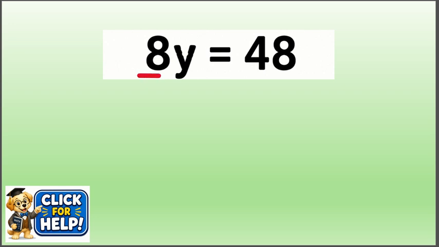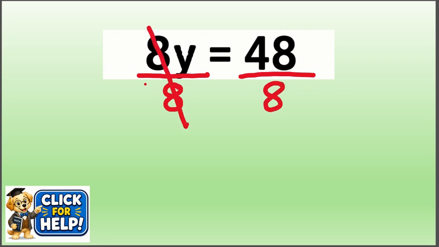So we're going to divide both sides by 8. Because remember, what you do to one side, you gotta do to the other. And watch what happens when we do that. 8 divided by itself cancels out, leaving y all by itself. Just sitting here on the left side of the equal sign, all lonely, all sad. Let's give it some value.